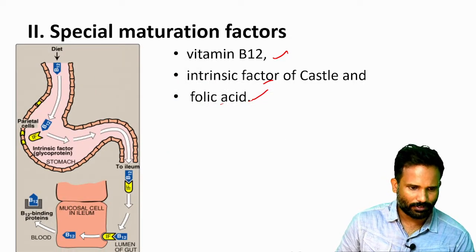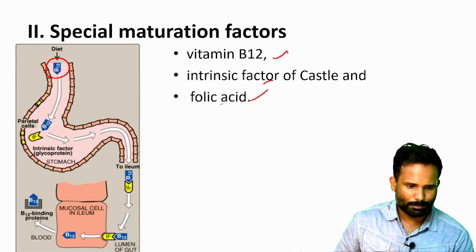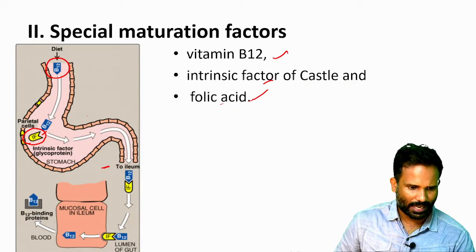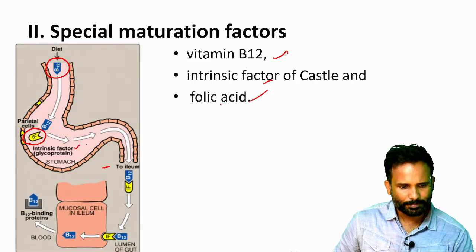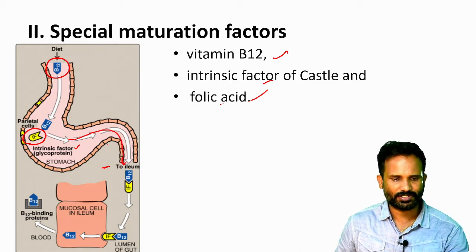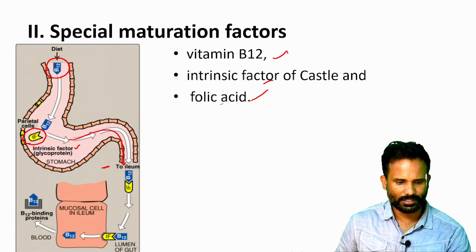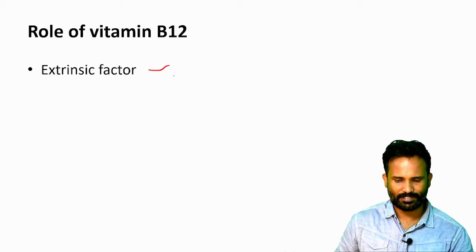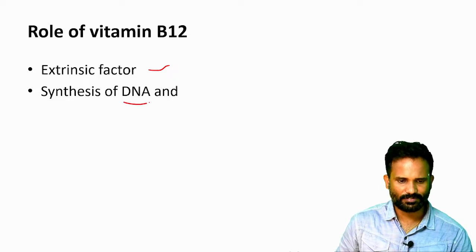So vitamin B12, which is taken in the diet, is absorbed in the ileum only in the presence of intrinsic factor. Intrinsic factor is the one which is secreted from the parietal cells and will bind to the B12, and that will cause the carrying of this B12 to the ileum without any destruction in the stomach, and now the B12 in the ileum is absorbed. So the intrinsic factor is required for the absorption of B12. So B12 is called the extrinsic factor and it helps in the synthesis of DNA.